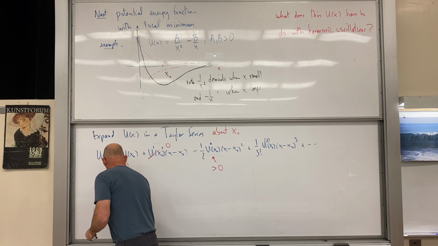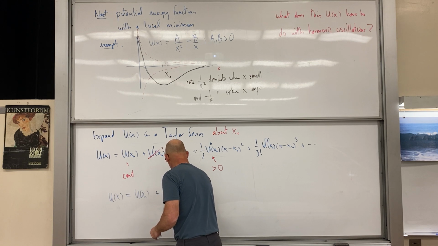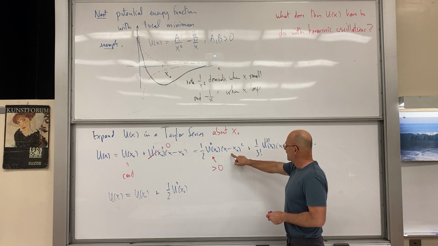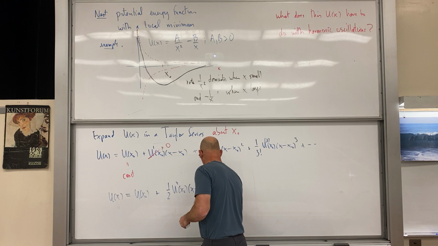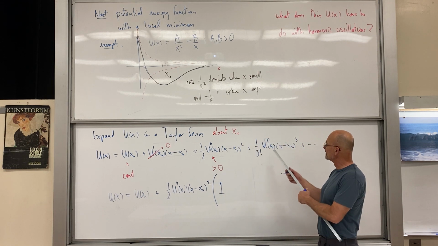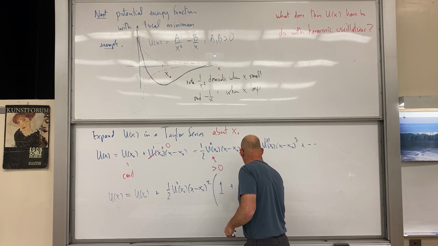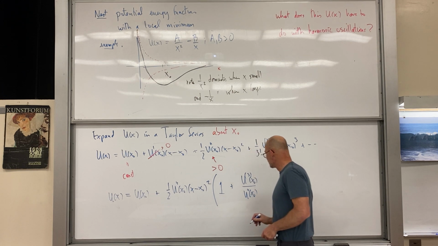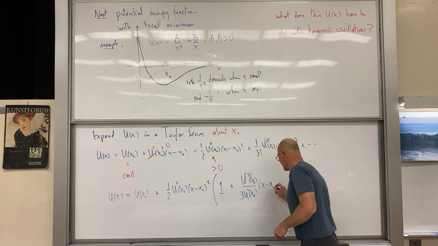So we have U of X equals this U of X zero, we'll leave it there for now, plus 1/2 U double prime of X zero times X minus x0 squared. Now let's factor out this, and then what do we have left? Plus U third derivative x0 over U double prime of x0. I guess I need a factor of 3 here. X minus x0.